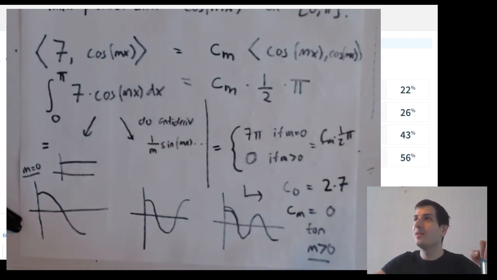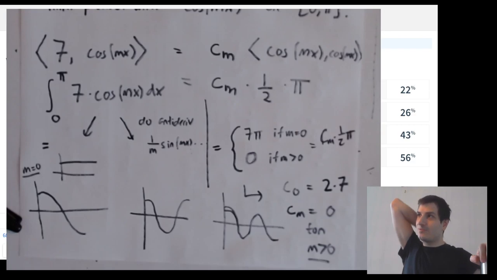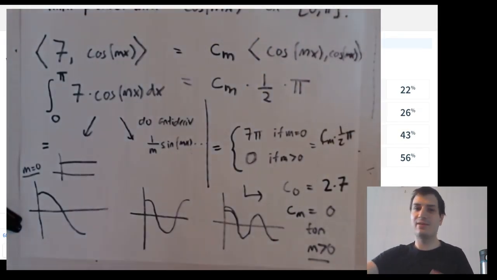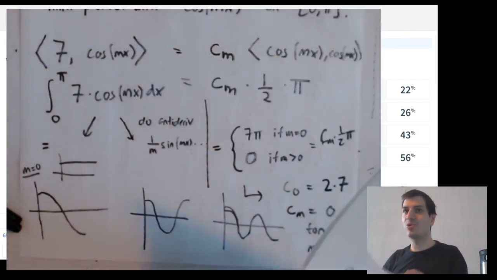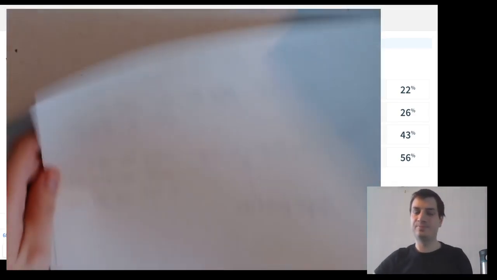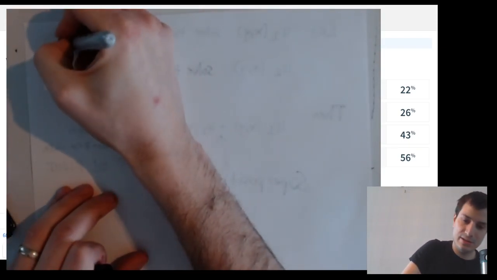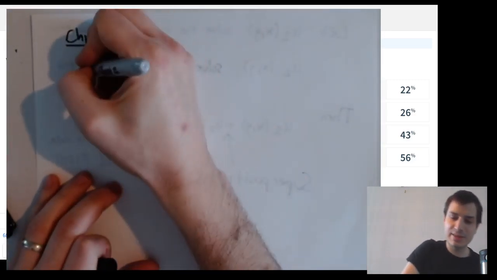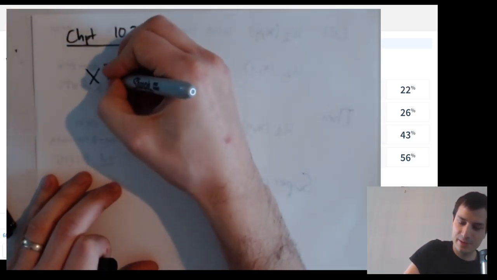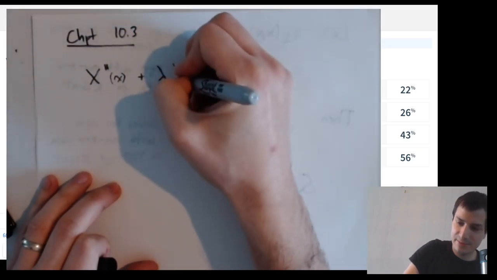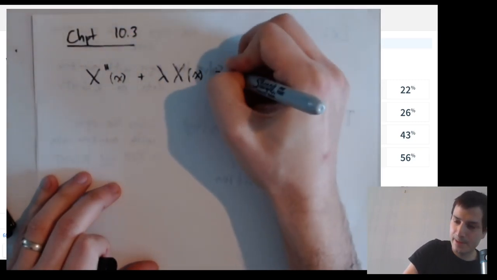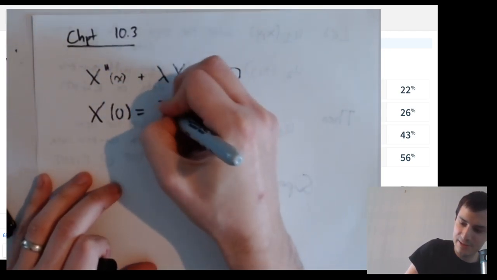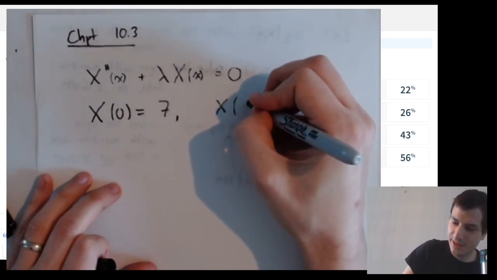Let me start on the other popular thing, finding the eigenvalues and eigenfunctions. Let me do a quick little recap of that. I won't have time to do a full problem, but I'll just remind you where it is in the textbook. This is in chapter 10.3, and we had problems like this: x double prime of x plus lambda times x of x equals 0, with conditions like x of 0 equals 7 and x of 8 equals 3.